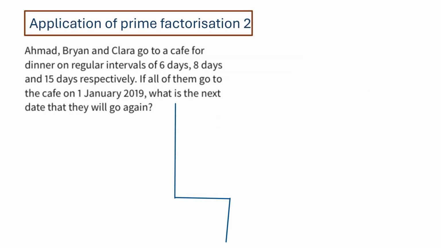Let's look at the next question. We have Ahmad, Brian, and Clara, and they go to a cafe for dinner at regular intervals of 6 days, 8 days, and 15 days respectively. If all of them go to the cafe on the 1st of January 2019, what is the next date that they will go together? They will go again. So we have to consider if we need to find the HCF or the LCM. Which concept do we use?